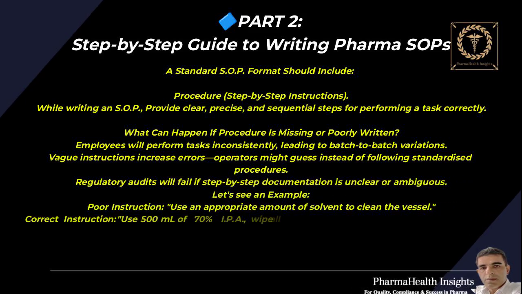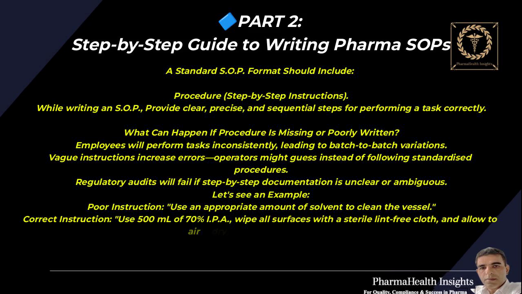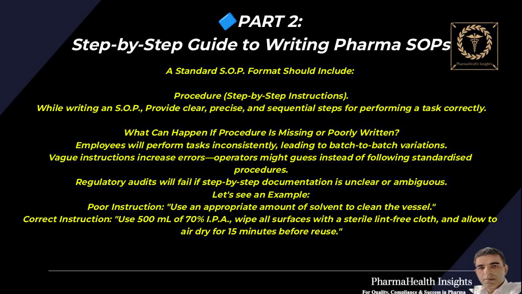What can happen if procedure is missing or poorly written? Employees will perform tasks inconsistently, leading to batch-to-batch variations. Vague instructions increase errors. Operators might guess instead of following standardized procedures. Regulatory audits will fail if step-by-step documentation is unclear or ambiguous.